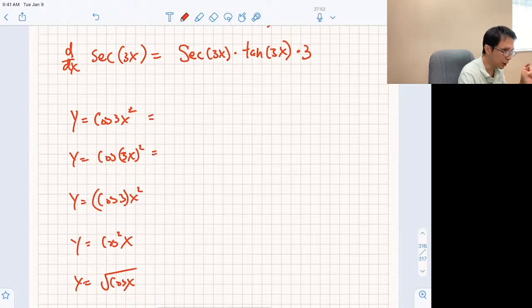The 3 gets a square too. Thank you. So this one's still cosine 3x squared. This one's a cosine of 9x squared. Does that make sense? Because the parenthesis of the 2 is affecting the 3 just as well as affecting the x.